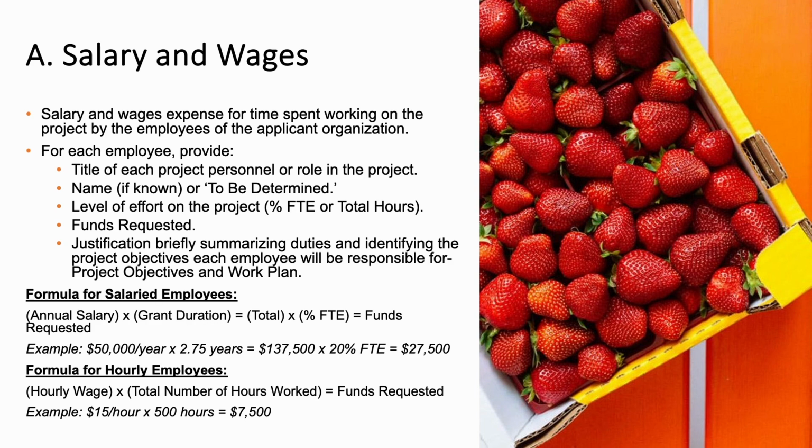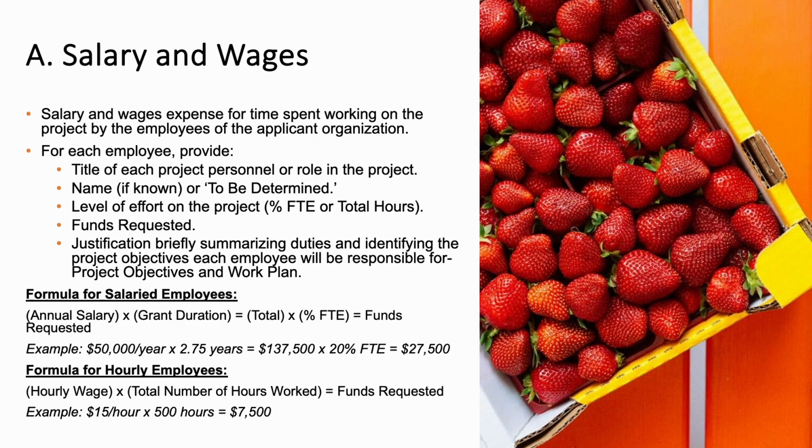Next, enter the level of effort as a percent full-time equivalent or number of hours to be worked over the entire grant duration. If the percent full-time equivalent will change over the course of the project, please put the average percent full-time equivalent. For example, if an employee will work 100% full-time equivalent in year 1 and 50% for the remaining 1 year and 8 months, the average full-time equivalent would be 73.33%.